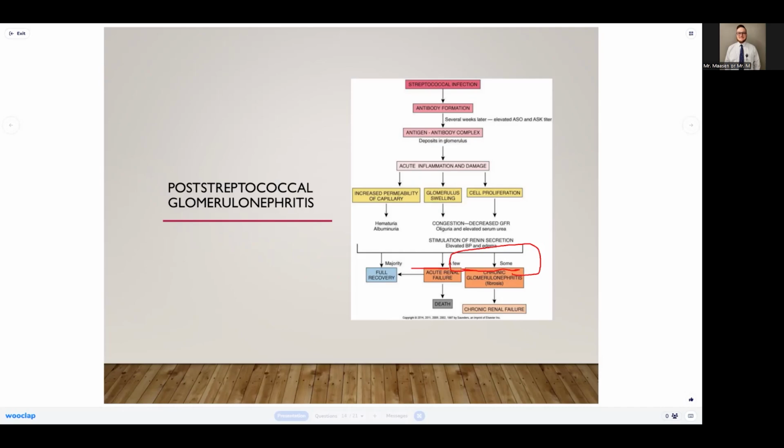And this is kind of showing you the streptococcal infection leading to glomerulonephritis, how that kind of works.